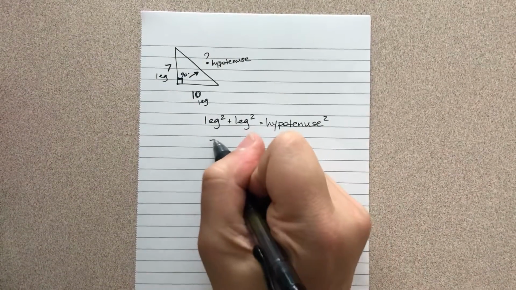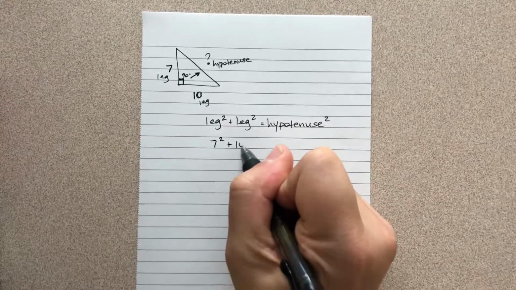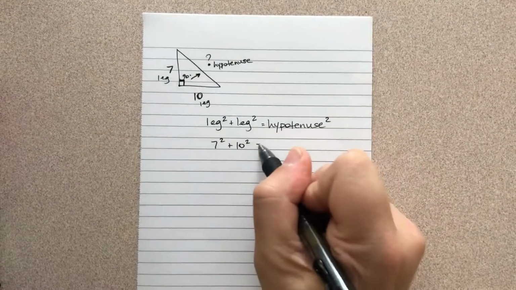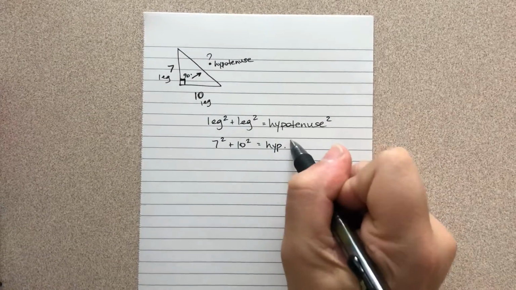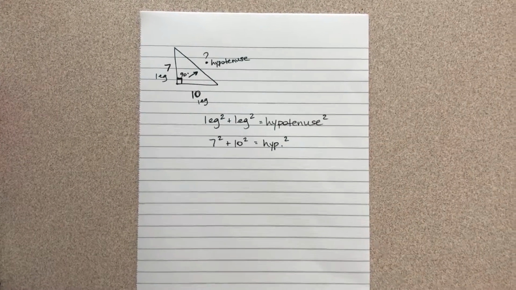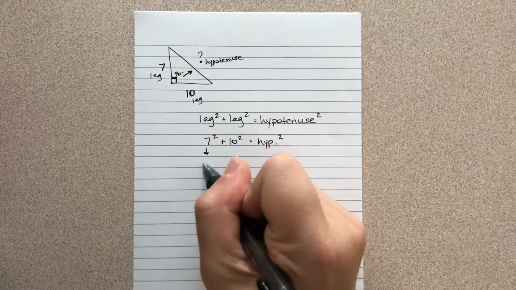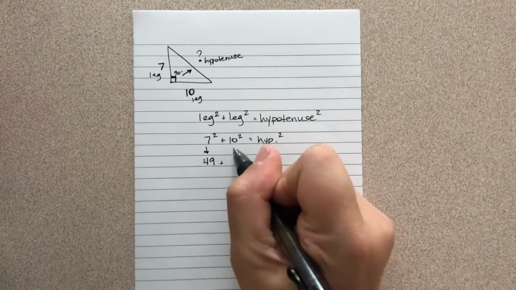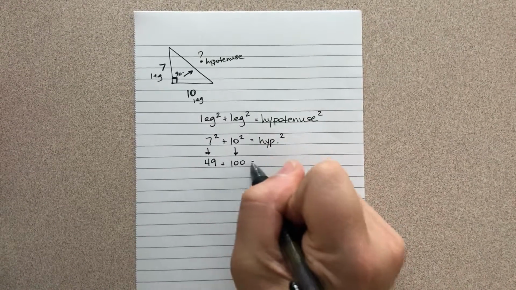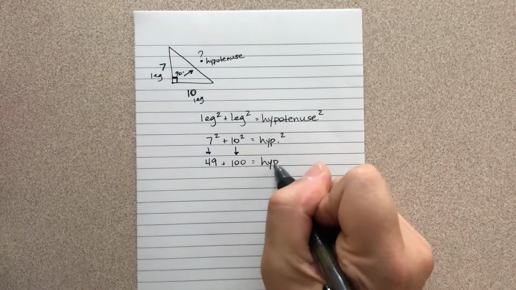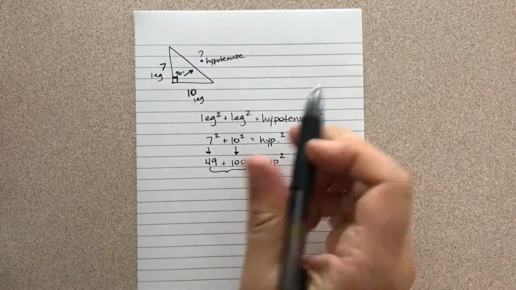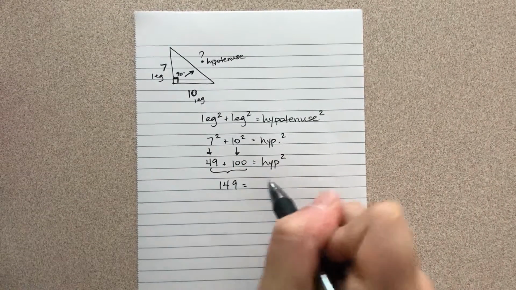We have 7 squared plus 10 squared. The two legs are 7 and 10. I'm going to abbreviate hypotenuse here. 7 squared is 49, and 10 squared is 100. If I add these together, I get 149.